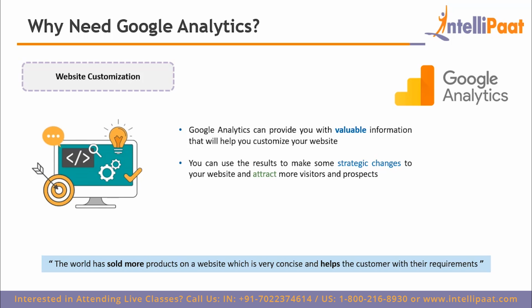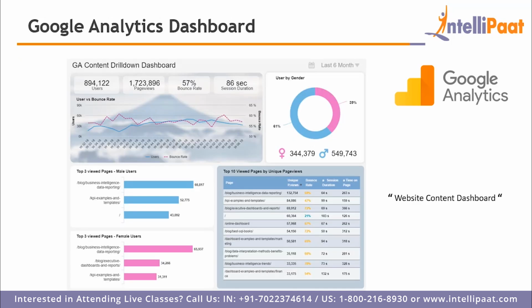So to help you understand this a little better, here's a quote for you guys. Pretty much, the world has sold more products on a website which is extremely concise and helps the customer with their requirement. So when you think about it, the entire world agrees with this statement. If your website is very concise, it is very sharp, and people can understand what you're doing, this will help your customers immensely, guys. And then coming to what a Google Analytics output looks like.